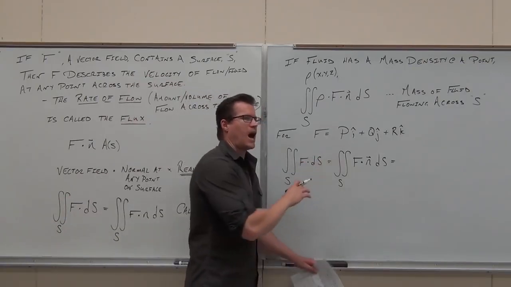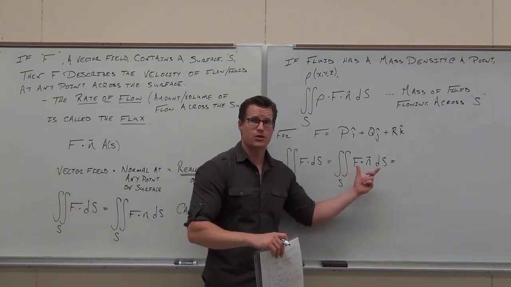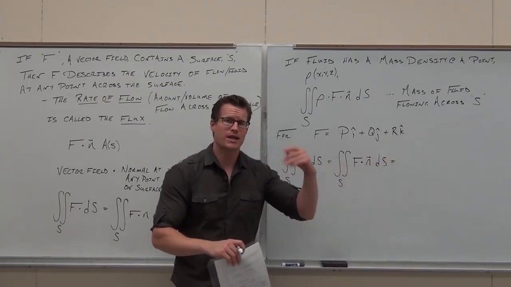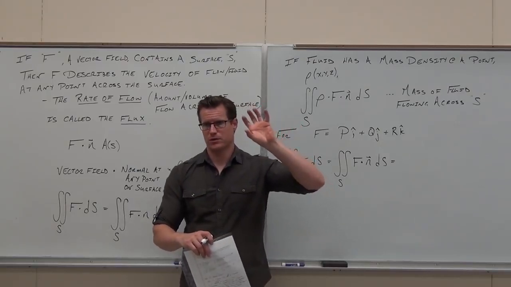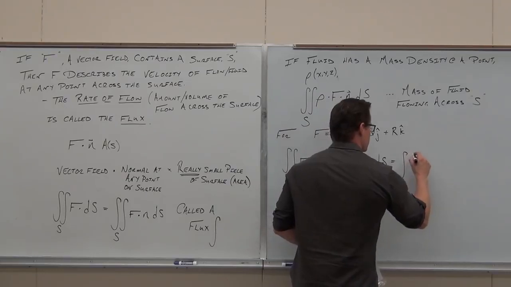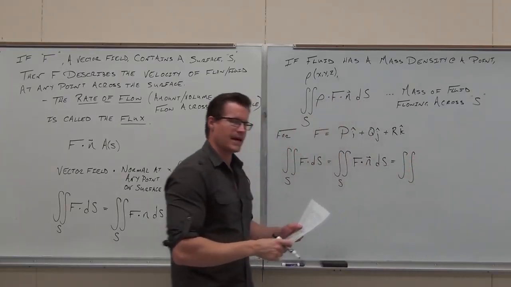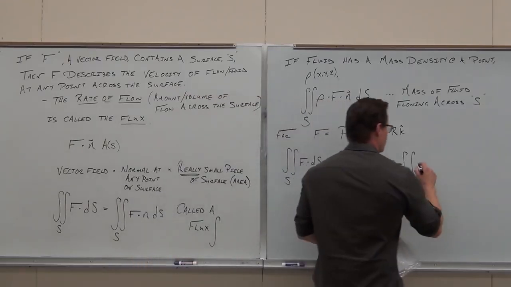So here's how we do it, though. Do we get wrapped up with this? No. Or this? No. Here's how we do it. If we're trying to calculate the flux of a vector field across a surface, we can use this formula. It's going to look kind of nasty at first. Don't worry about it. I'll show you where everything comes from.